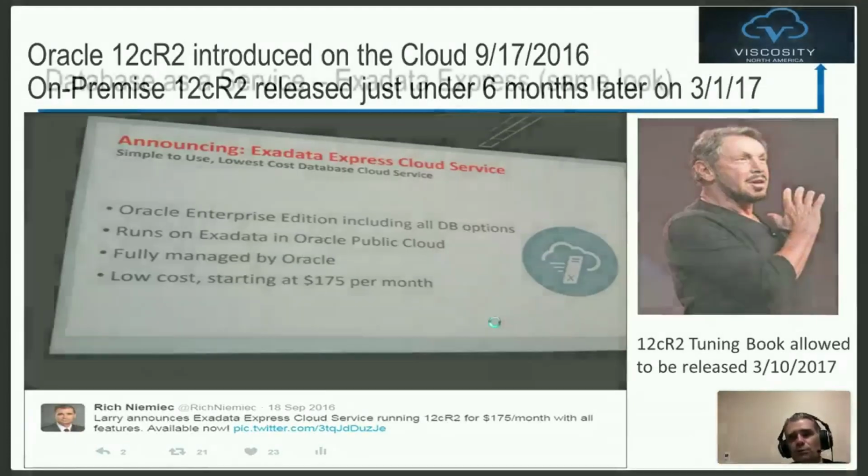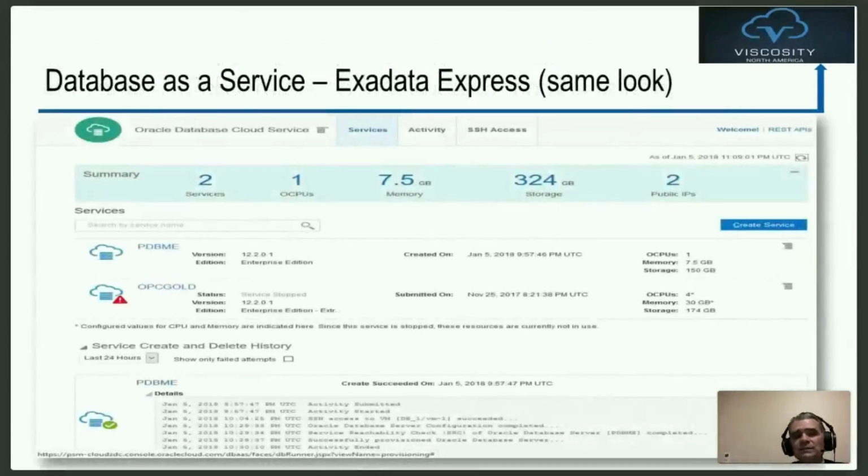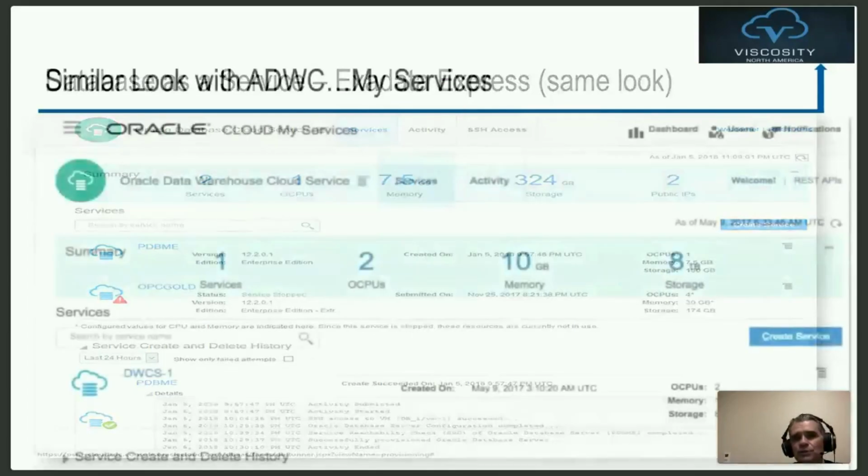So very quickly we see Oracle wants to be on the cloud first, and that's one reason to test things out as well and have your dev test there so you can be prepared for what's coming, even if your production you don't put on the cloud. You'll also find in Exadata Express it looks very similar to database as a service. 2 services, so many CPUs, so much memory, very, very similar. So it's the same look and feel as what you just saw.